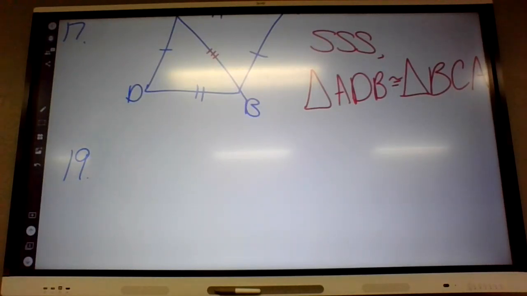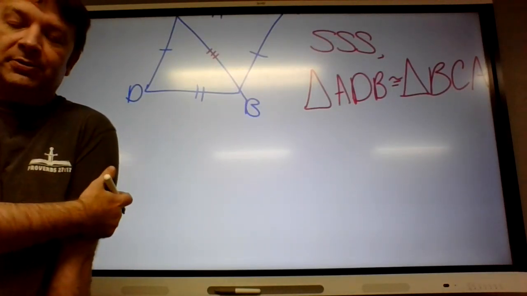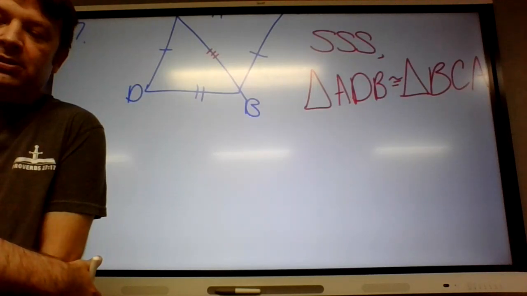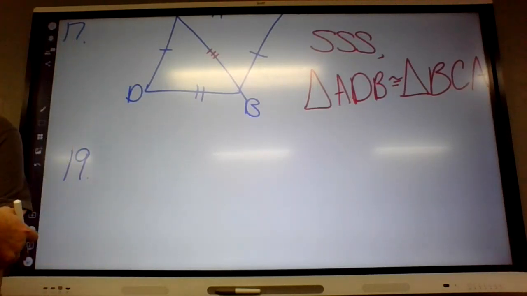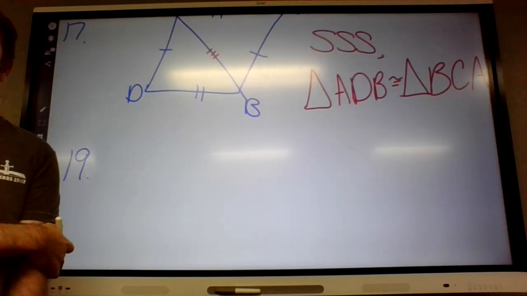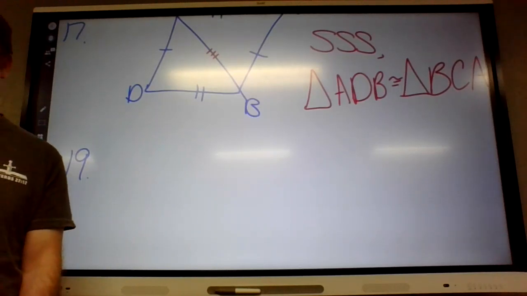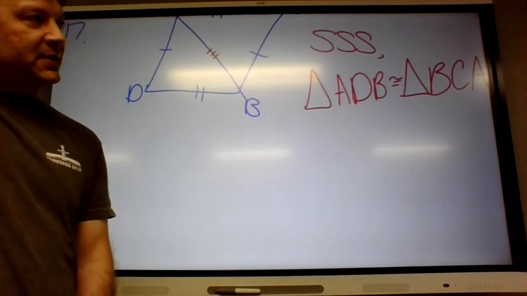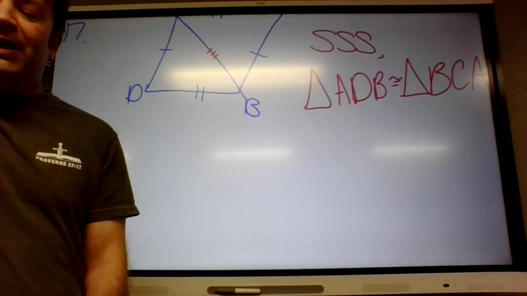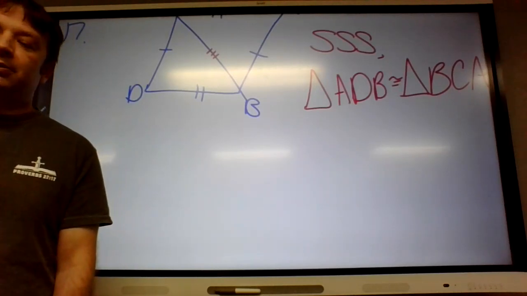Okay, on 19, do we have enough info to say those two triangles are congruent? No. All we have is angle, angle, angle, and that doesn't count. So we're not gonna put no, though, like the worksheet, because they said, if it's not congruent, you gotta list a fact that would make it congruent.